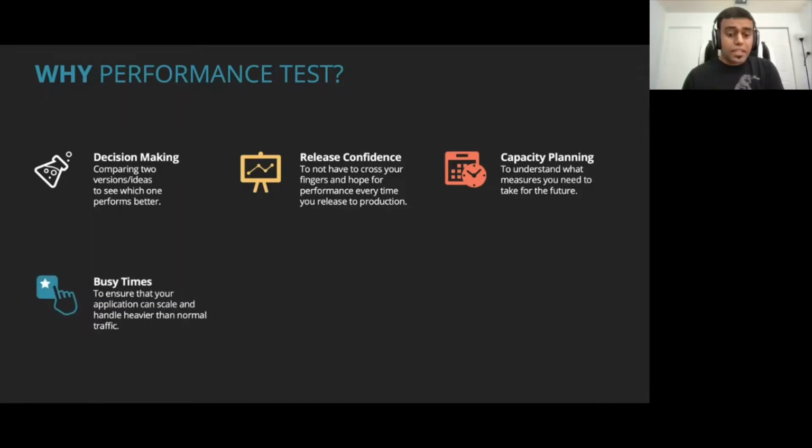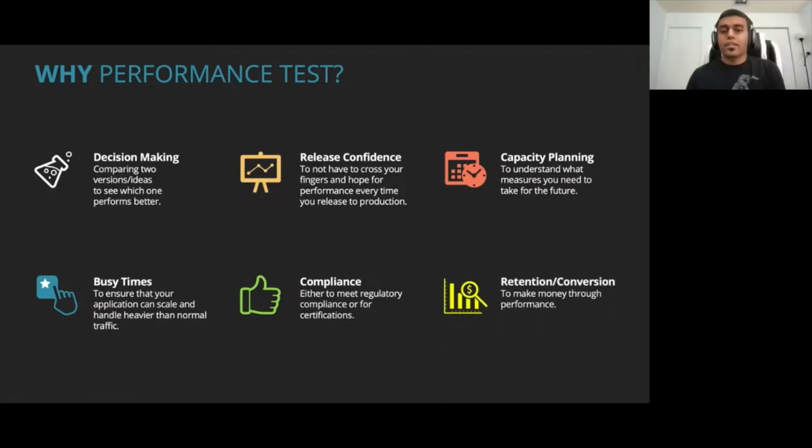Especially for busy times, like let's say you're a retail website and there's some shopping holiday coming up. That's the time that your website or your system needs to be up and be able to take in all that money that's coming in. There are a lot of industries that need compliance as well, from both functional and performance perspectives, like healthcare, banking, and overall for retention or conversion. You want to keep your users, you want to keep your customers and clients, and performance is one of the reasons why they might be walking away.